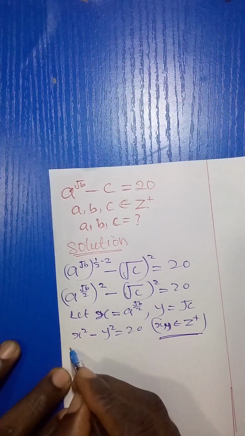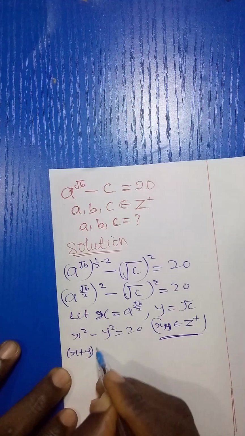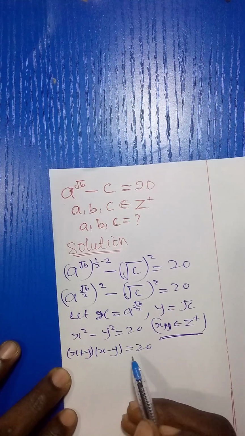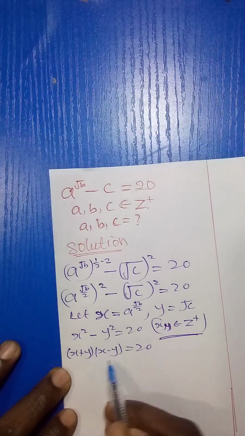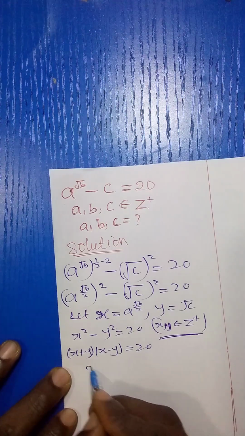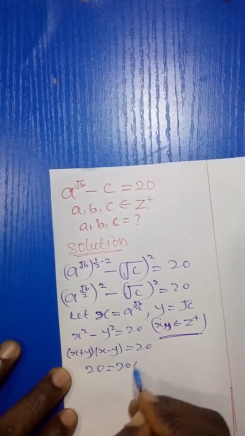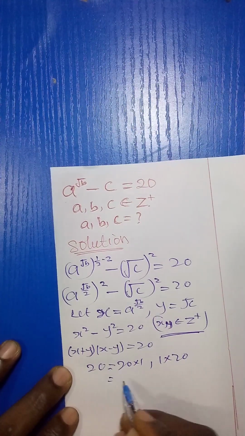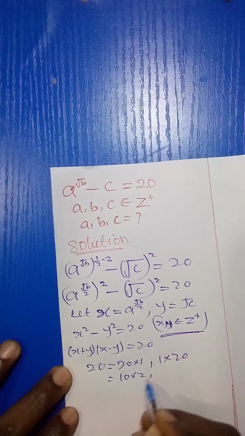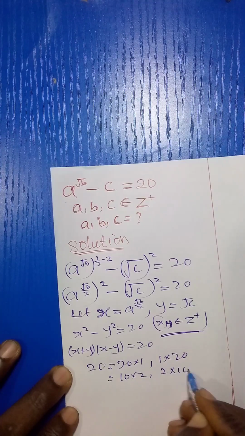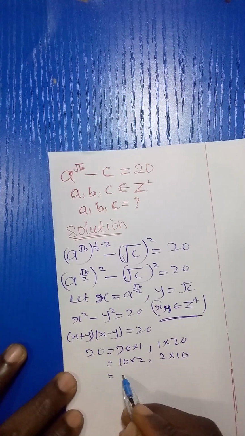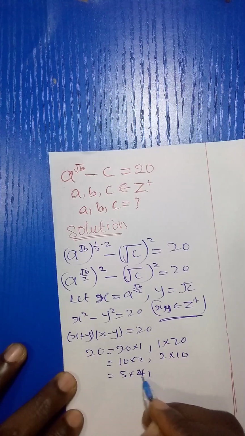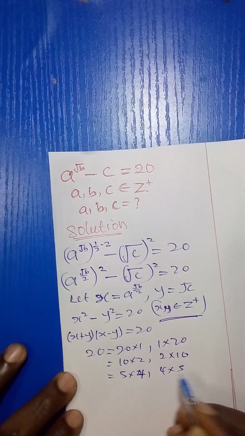So I'll expand it into x plus y, then x minus y is equal to 20. So basically we have two numbers multiplying together to get 20. So we can write 20 as 20 times 1 or 1 times 20. Or we can write 20 as 10 times 2 or 2 times 10. Also, we can write 20 as 5 times 4, or 4 times 5.